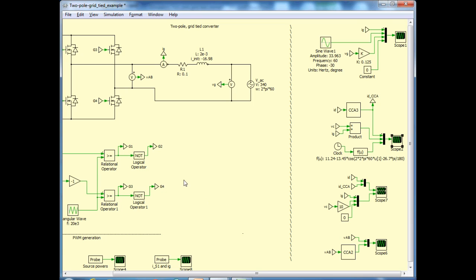Some of the other waveforms for case 1, as well as the complete set of simulation waveforms for case 2 of reverse power flow, we will take up in part 2 of this video on simulation of this example two-pole converter.